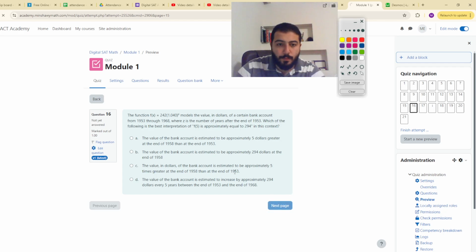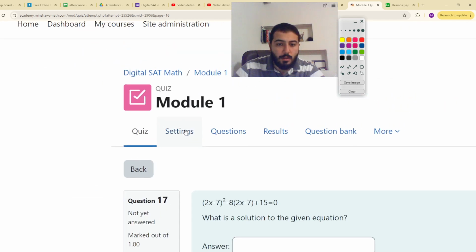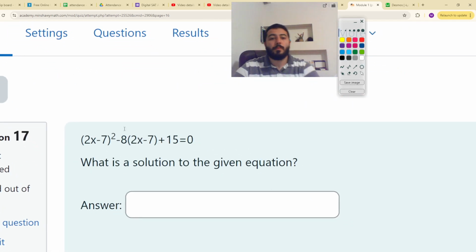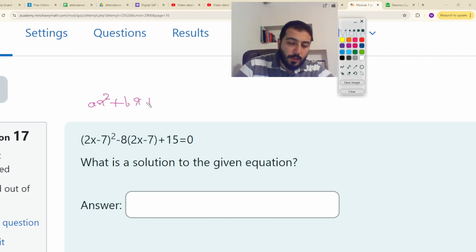Question 17. Question 17 gives us a quadratic function, but this quadratic function is in a somewhat strange form. We are used to ax squared plus bx plus c. Now instead of x here, he put 2x minus 7. So I can expand this bracket and multiply by negative 8, and do the first squared, the second squared, and the first times the second to expand this square bracket.